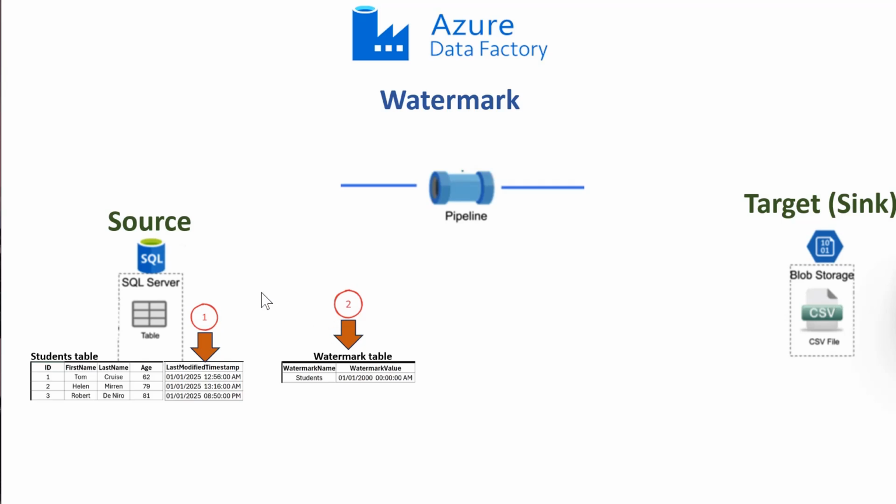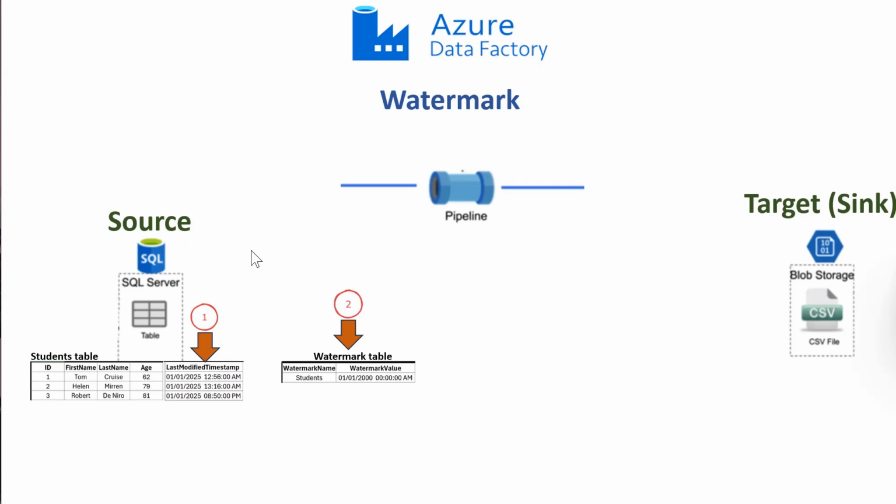So the watermark name is students. If you have more tables that you want to do the same thing for, like teachers, etc., you can just add them to this table and use the same logic. The watermark value will have an initial value which should be less than all of the possible values that you think you might have in your data. In this case, I've populated that with 1st of Jan 2000.